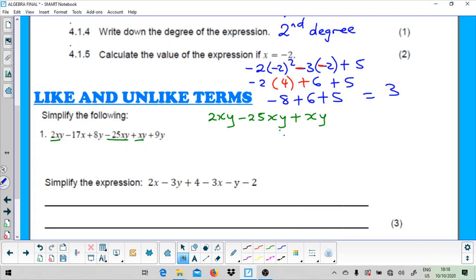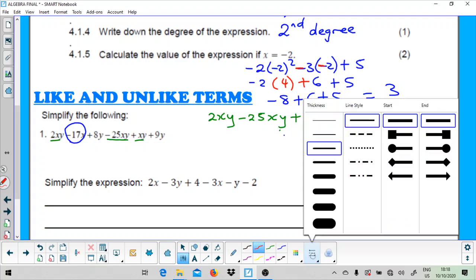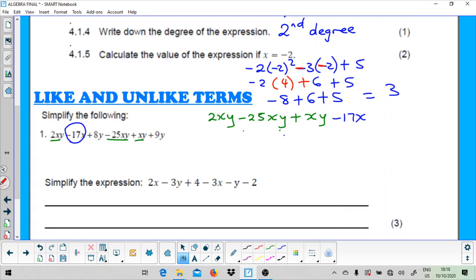We also have terms like negative 17x. So I want to write that one over here. And then do we have anything with x? Again, it doesn't look like it. Then what is remaining are these terms here. I'm going to highlight them in red. So we have this one, which is positive 8y, and that one is positive 9y. So let me just write that one down, positive 8y, and then we have positive 9y like this. So those are the terms.